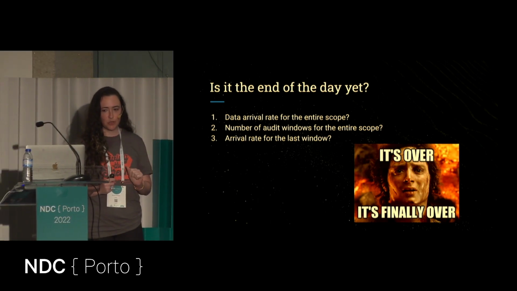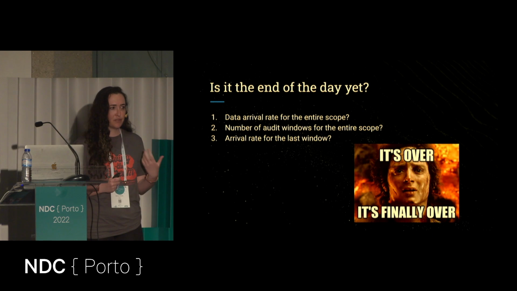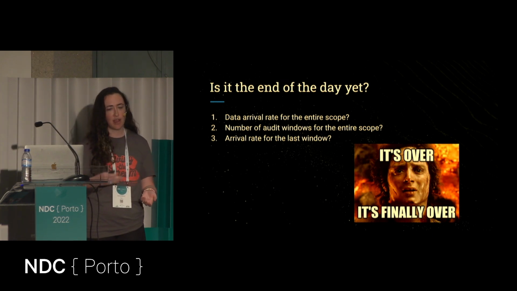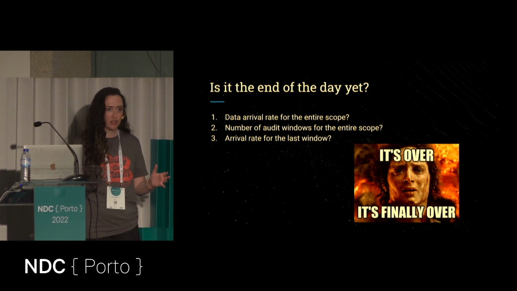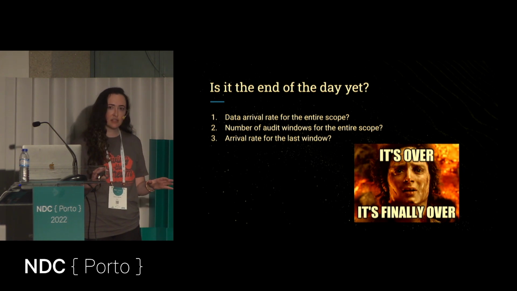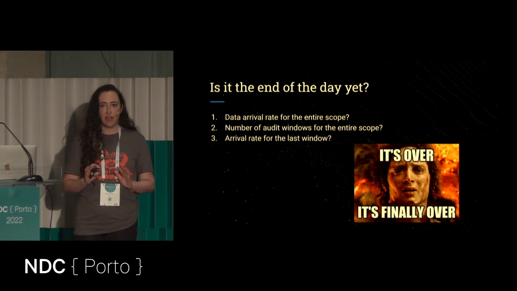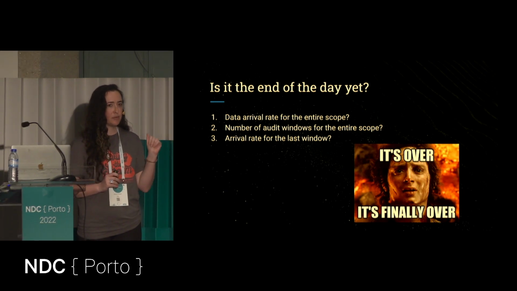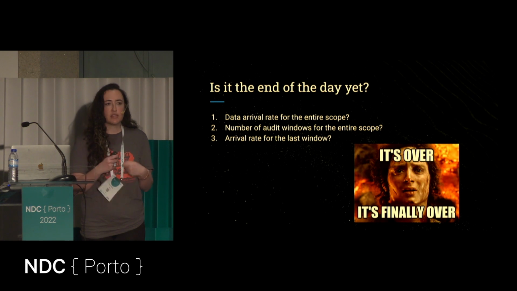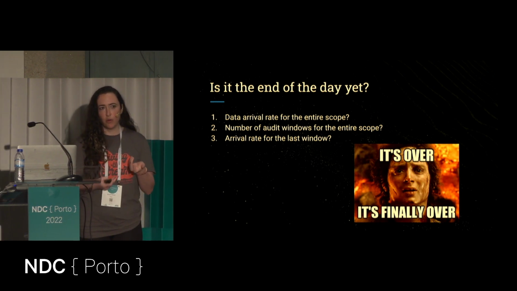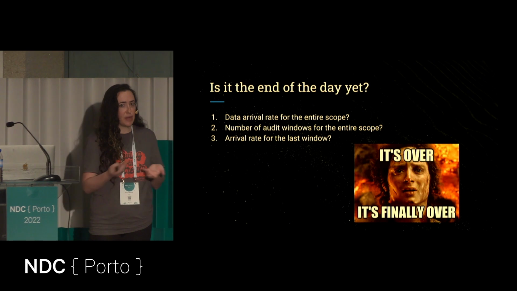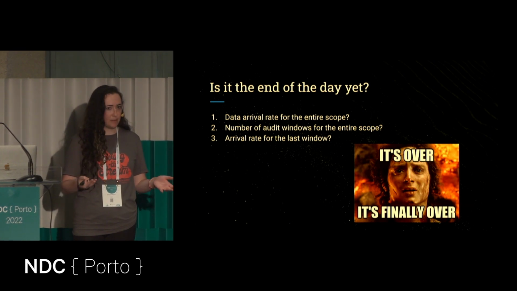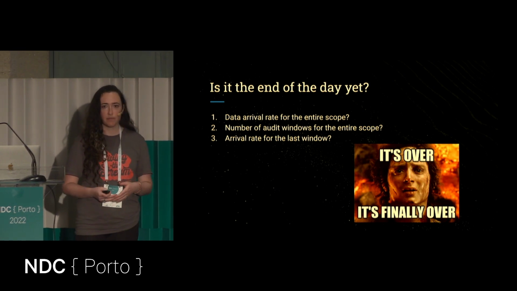So the first one's going to be, what's the data arrival rate for the entire scope? So if we're checking for yesterday and the data arrival rate is below our threshold, then for sure the day is not over, and we don't need to check anything else. But let's say that the data arrival rate is just fine. The second thing we're going to check is the number of audit windows. Because if the number of audit windows is below what we'd expect, then there might be a problem with the data auditing subsystem, and we can't really trust it.